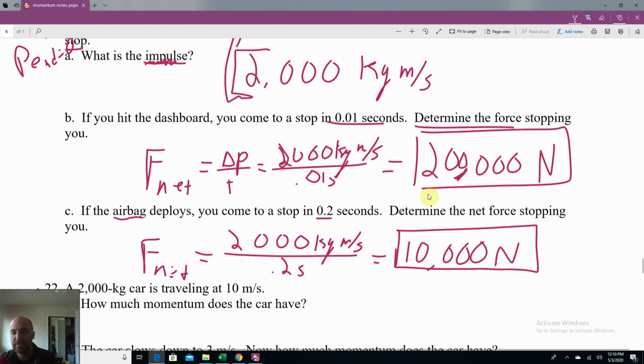Okay, compared to 200,000, this 10,000 newtons is a lot less force. So your airbag made this a lot safer for you, meaning it took a lot less force to stop you, you won't get hurt as bad. In fact, this time is 20 times bigger, so the force is 20 times smaller. So if you can stretch out an impact, you can make it nice and slow and sort of gentle, the less force you will experience.